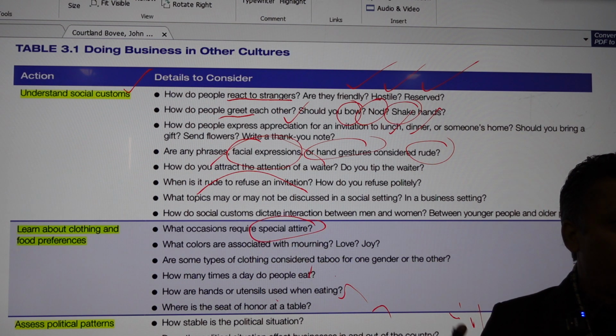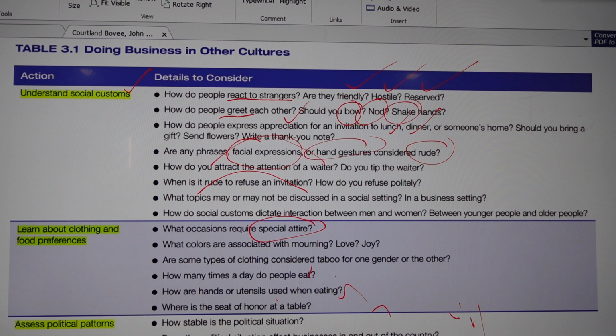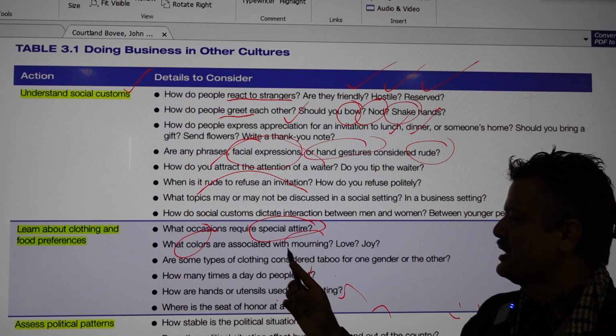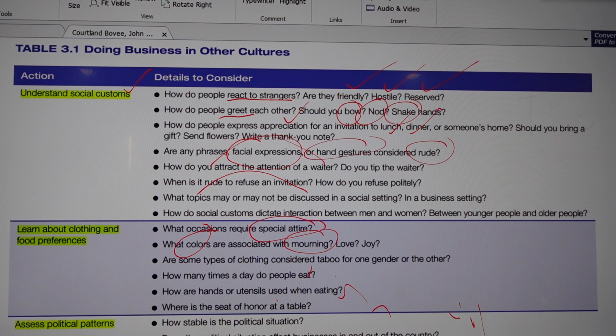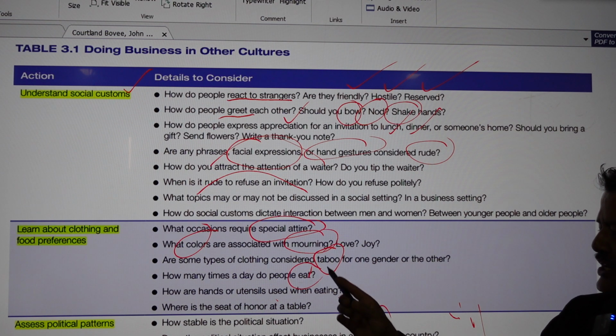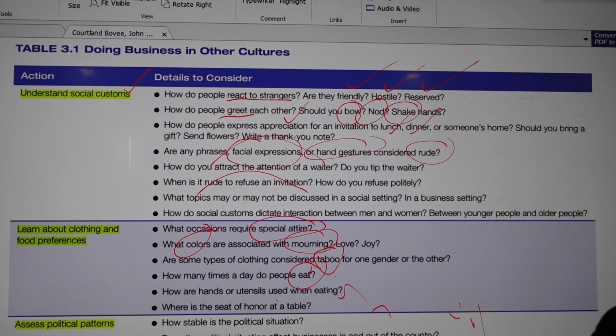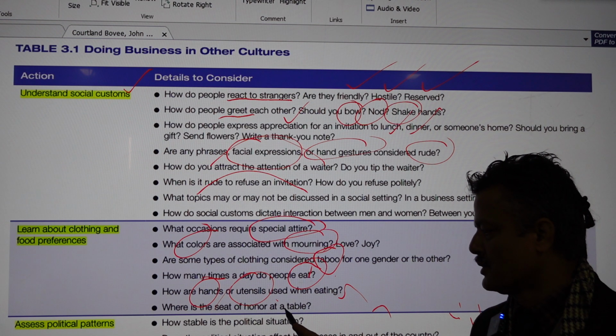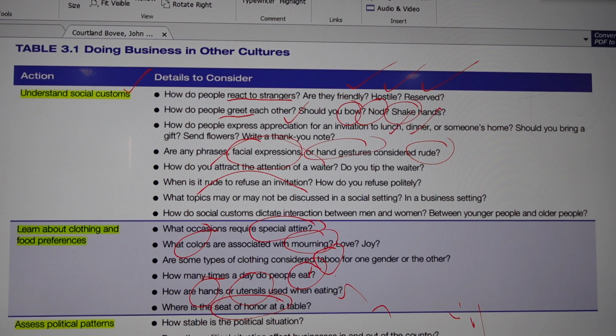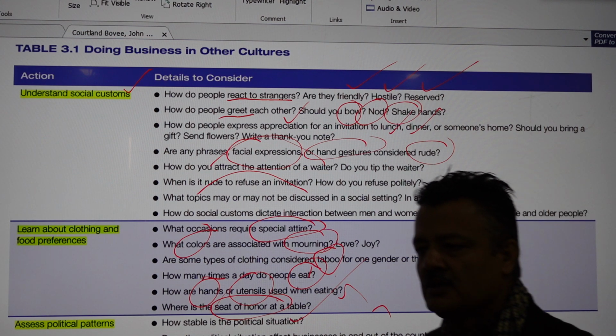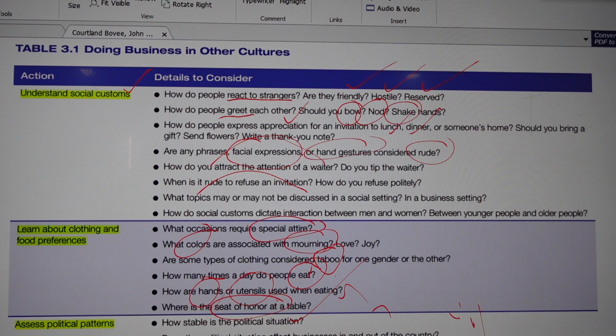When you need to wear a special dress, what color is bad? In Nepal, black color is bad, red color is not used all the time. What dressing is not good in public places? How many times can you eat? Can you eat with the hands or spoon? Where to sit on the dining table? What is the political situation? Right? Pay attention to these things.